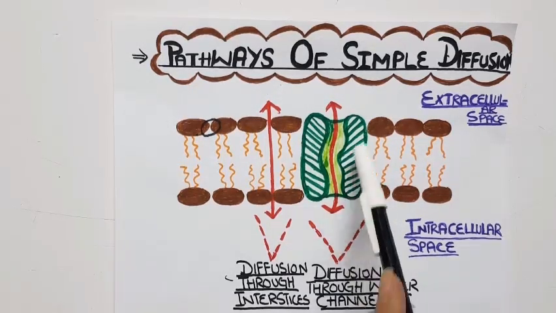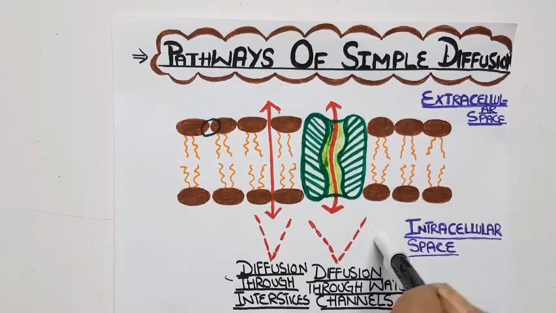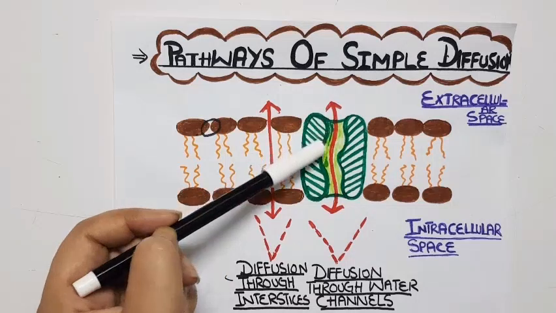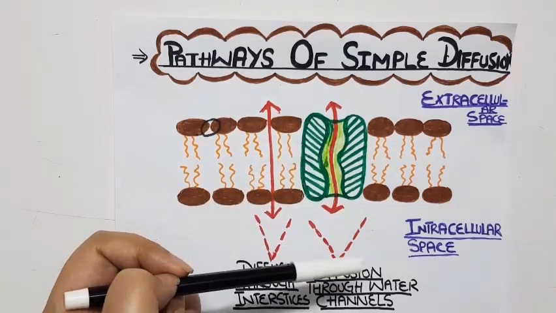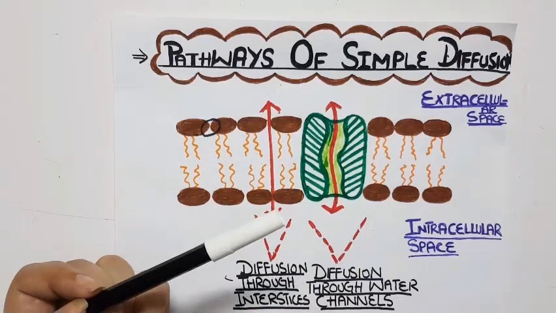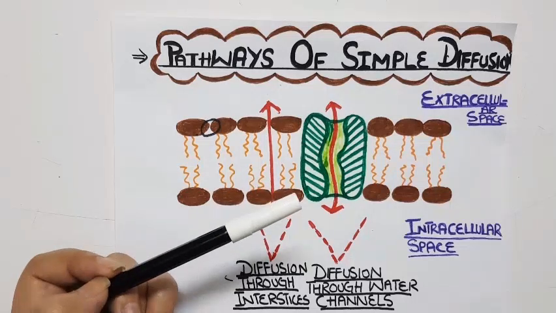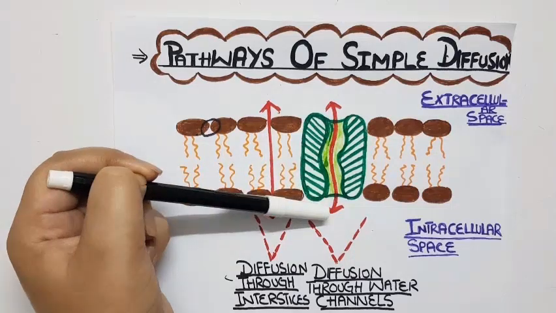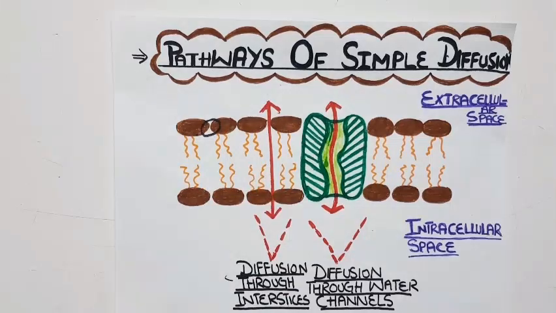And we know that in the lipid bilayer we have these intrinsic proteins that are embedded in the lipid bilayer, and these intrinsic proteins have water channels that pass all the way through the protein, and they allow the diffusion or movement of water or water soluble substances from extracellular space to intracellular space and from intracellular space to extracellular space.